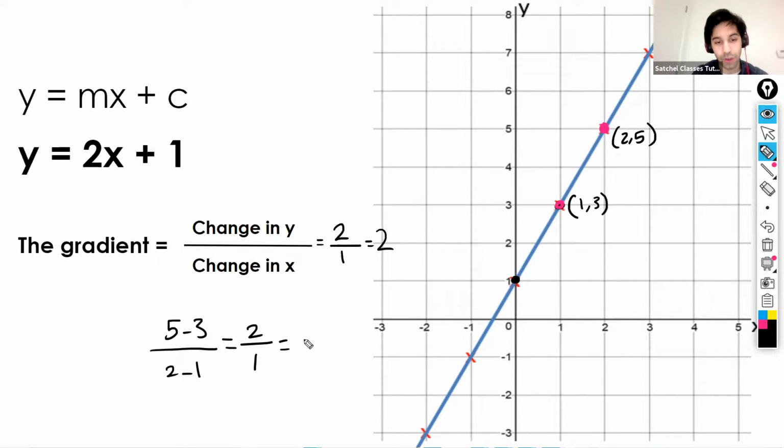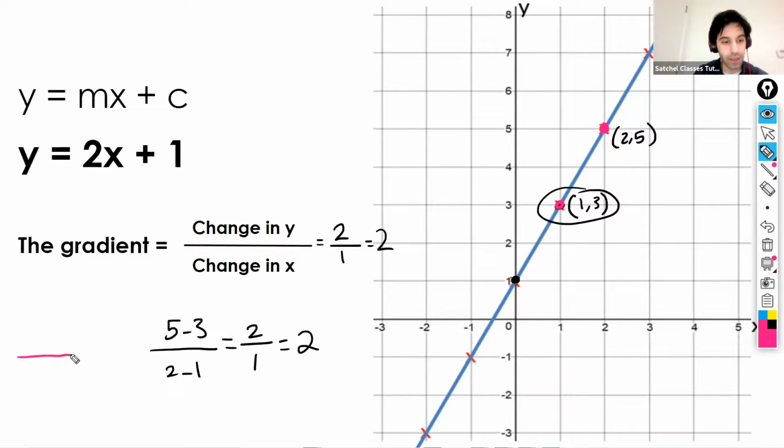So again, that gives us 2 over 1, which is 2. Now you could have started with these values here, with these coordinates here, and it still wouldn't matter. So for instance, here I started with 5 take away 3, but I could have done it with a different color pen.